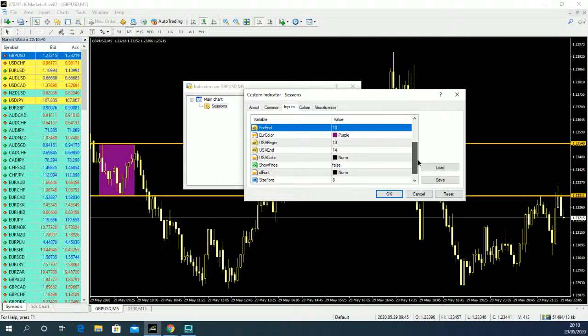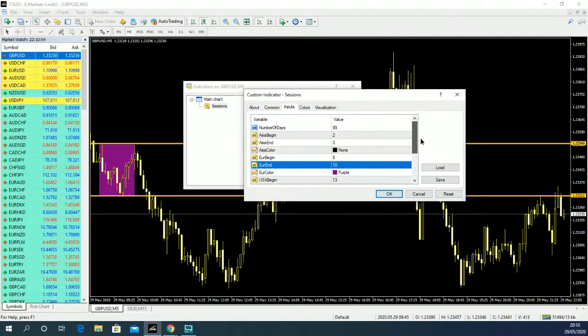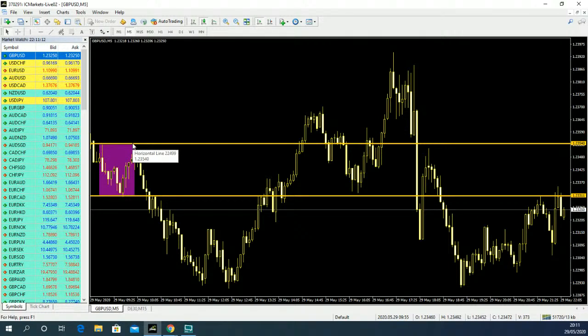Right, so next one is we're looking at USA. So USA as well, we don't set any color. So even though the time is there, no color. Okay, so what we did was we only put one single color, which is for the Europe session, 9 to 10, purple. So that's why on the chart you only see purple color, which is the European session. The first hour of trading in European session. This is it.